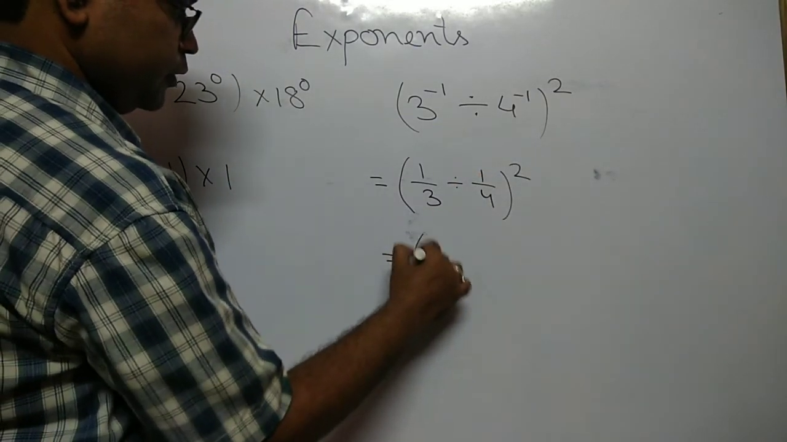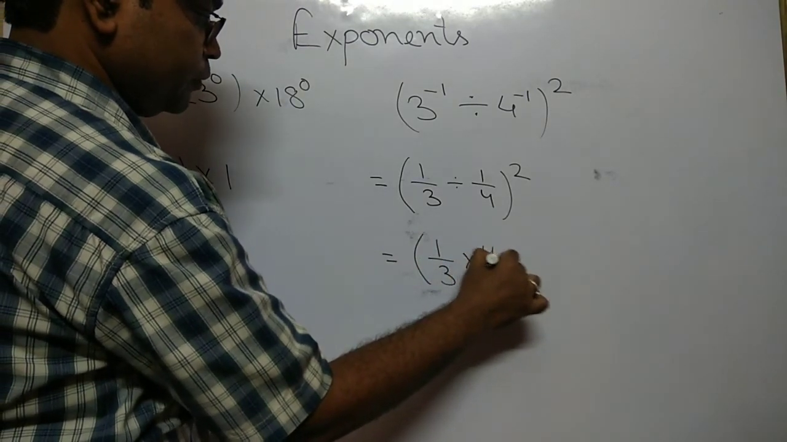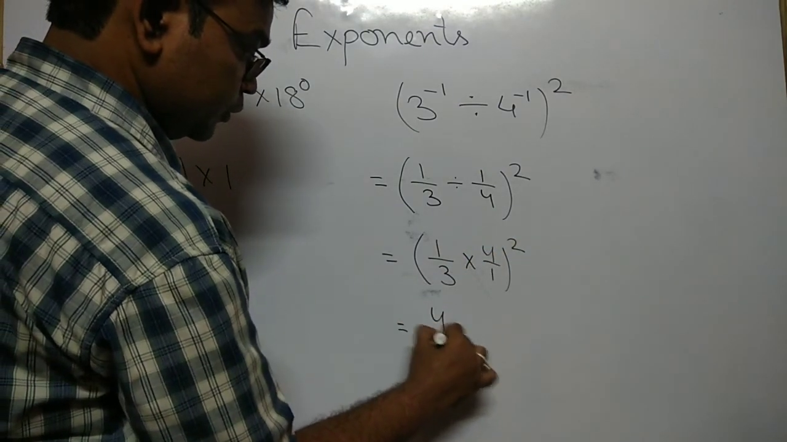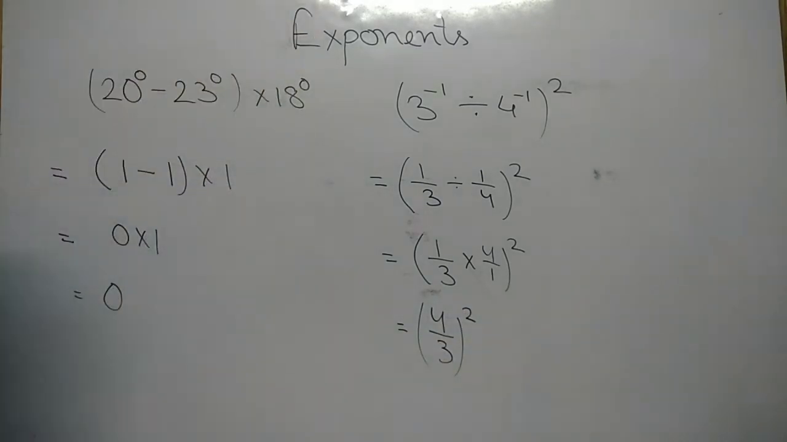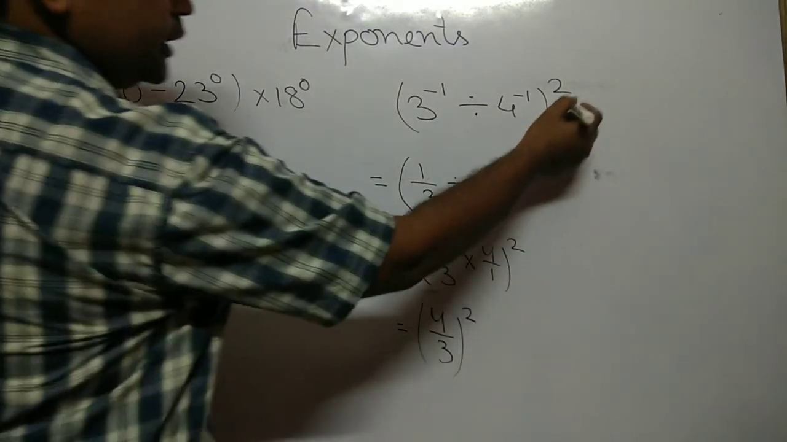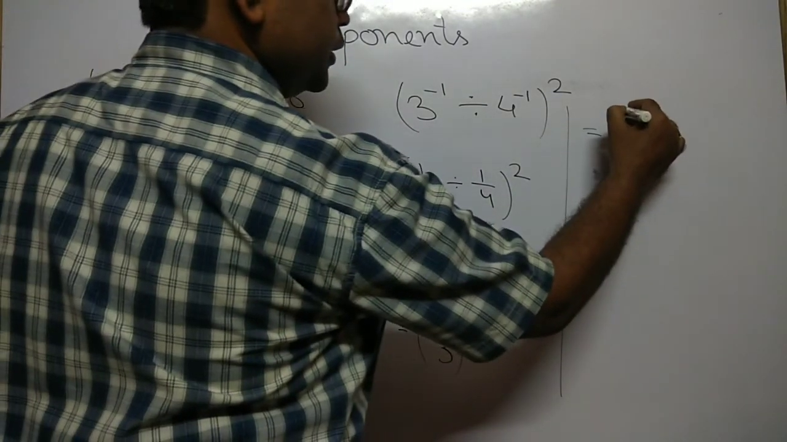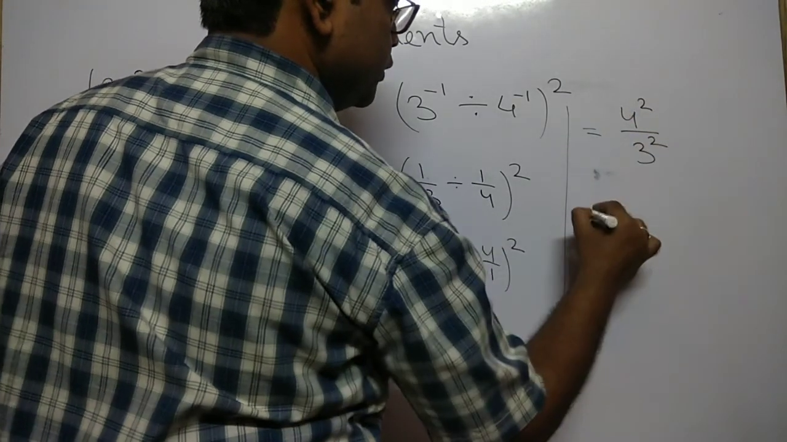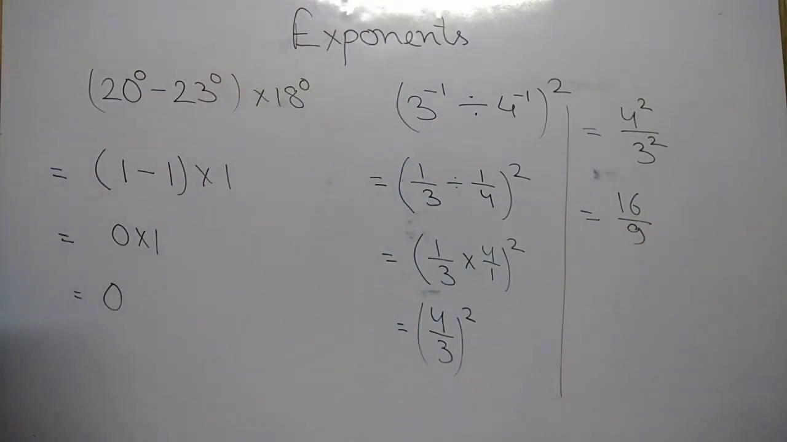Now change the divide sign to a multiply sign. It's 4 upon 1 whole to the power 2. Ultimately what we have, 4 upon 3 whole to the power 2. Clear? I am solving this side. From here, 4 we can say 4 square upon 3 square, or we can say 16 upon 9. This is your solution.